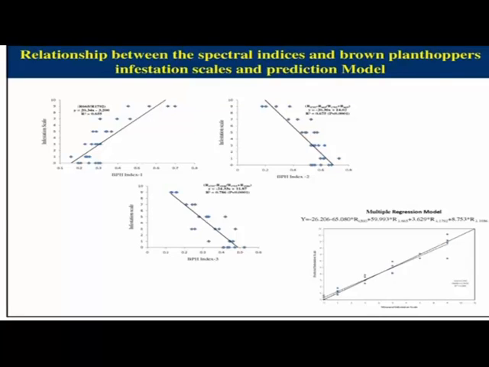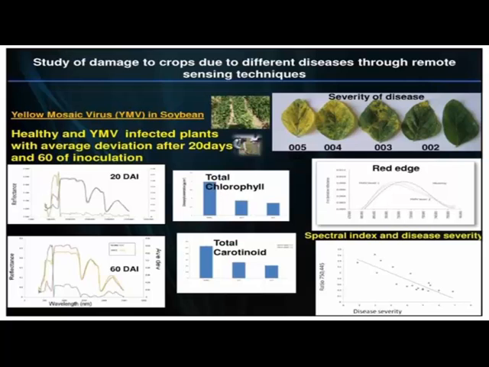Then coming back to the disease damage with respect to hyperspectral remote sensing, here again is the yellow mosaic virus disease in the case of the soybean crop, which is shown here. This is a plant which is very healthy. This is a plant which is severely affected by the yellow mosaic virus disease. So the severity level is classified or labeled from 1, 2, 3, 4, 5, and similarly you will get the different spectral patterns.